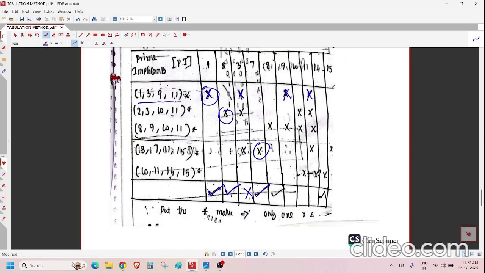After marking the tick mark, what is the next procedure now? You can see this tick mark. How did this tick mark happen? Because of this X. This tick mark is responsible for this X, and this X is responsible for this combination, isn't it? So that means this combination will be present in the output.